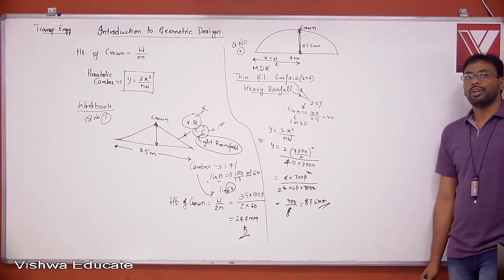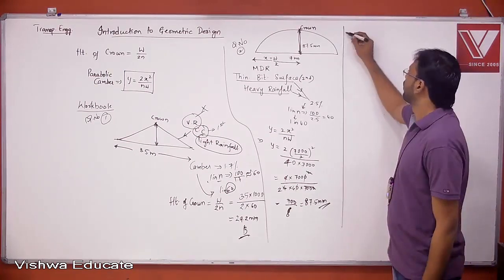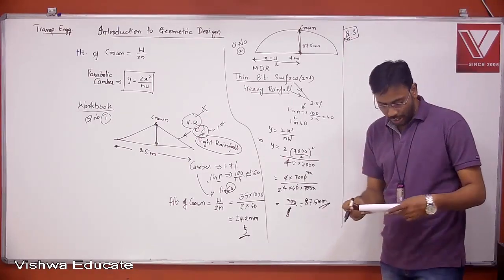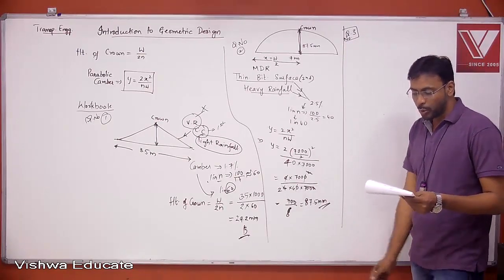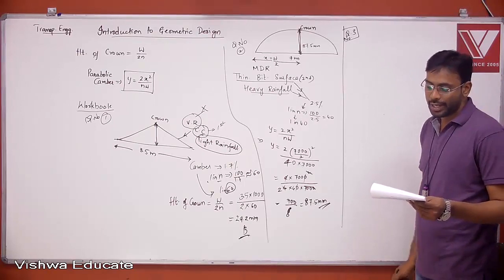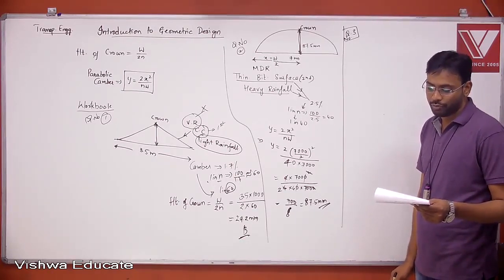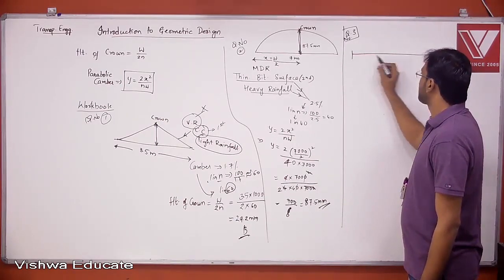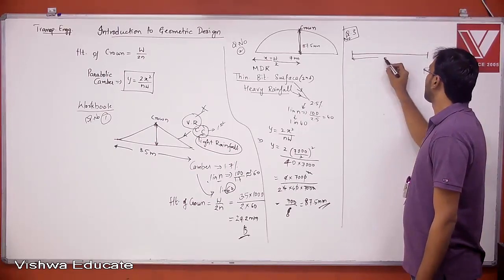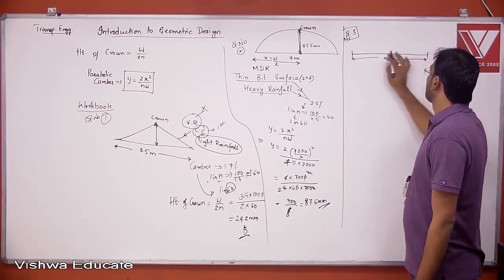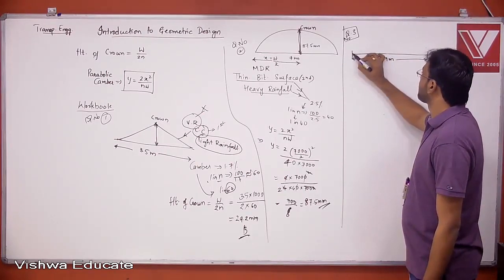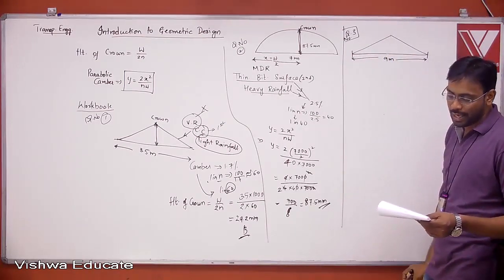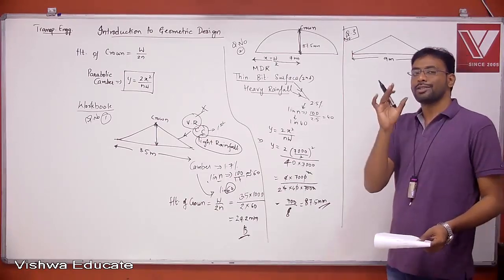Let's do the next problem on this. Read question number 3. If the difference in elevation between the edges of a pavement of width 9 meters and its crown is 7.5 centimeters, what is the camber for CC pavement? So he has talked about CC pavement.